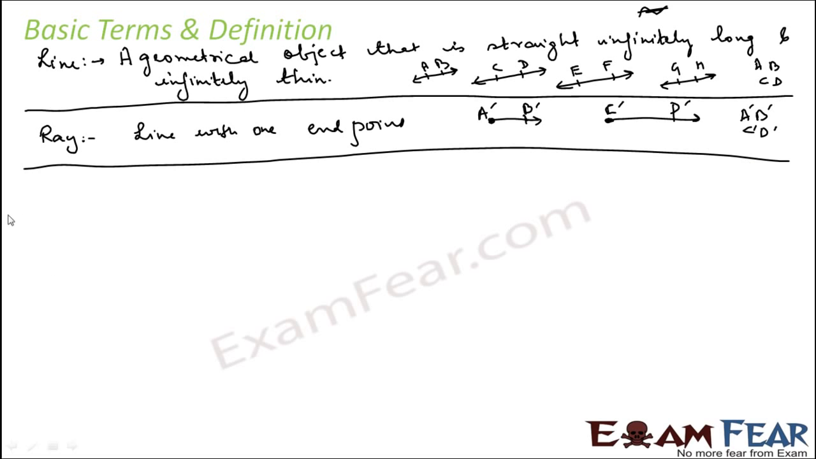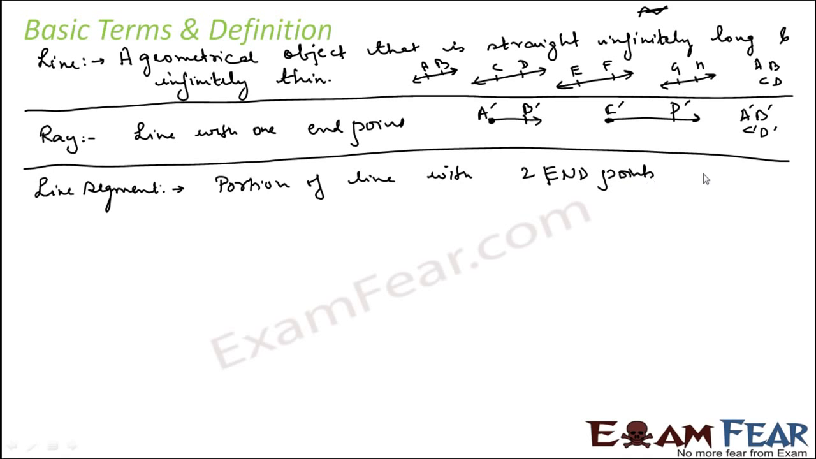A ray. The third definition is for line segment. So a line segment is nothing but a portion of a line. It is not the full line. It's a portion of a line which has two endpoints. So both the points are fixed. For example, if you talk about this PQ, both the points are fixed. So the line is not extending beyond P, neither extending beyond Q. So I'll denote this as PQ. This is a line segment.